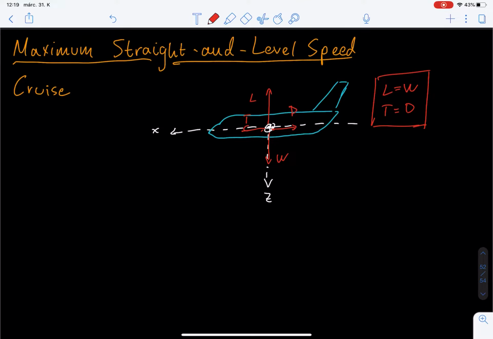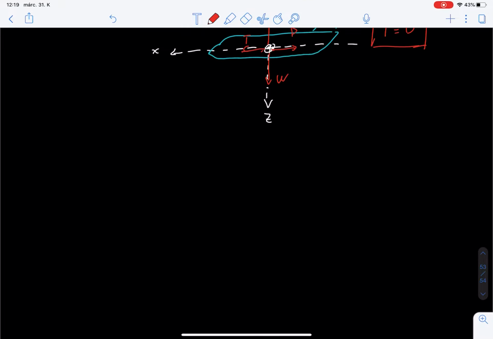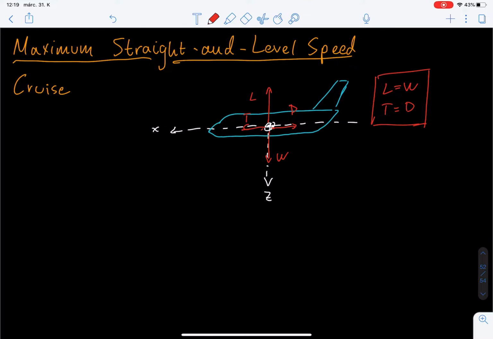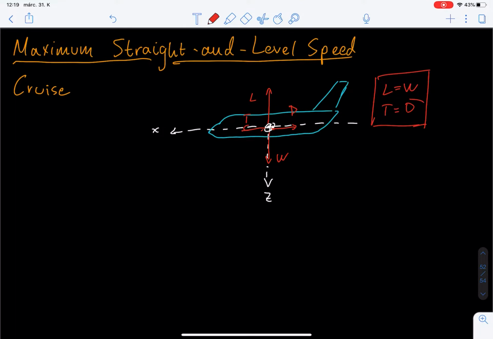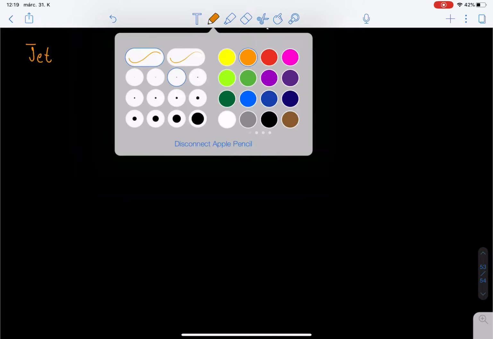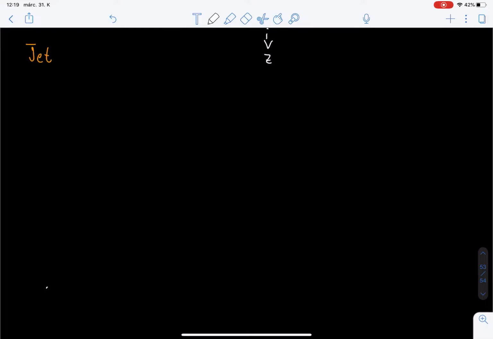So let's start examining, for both the propeller and the jet-driven aircraft, where the maximum straight and level speed occurs. So generally speaking, maximum straight and level speed occurs where the thrust is equal to the drag. Okay, so let's examine the thrust and the drag curve of the jet aircraft, if we still remember it. So let's plot it. Here we have the thrust curve and the drag also.